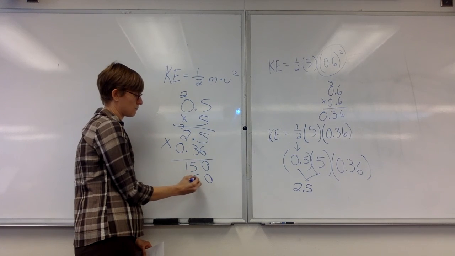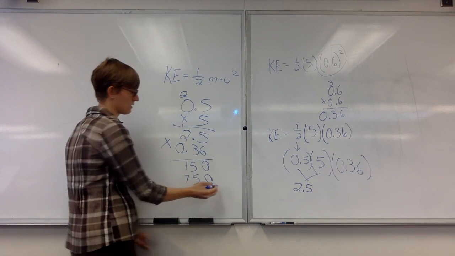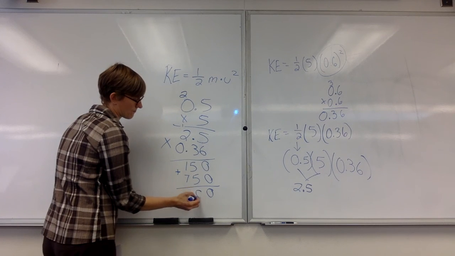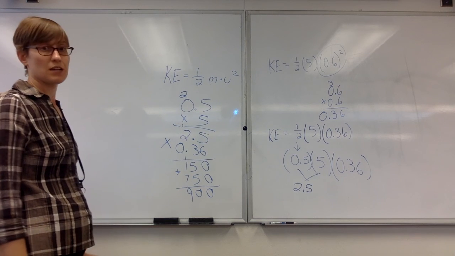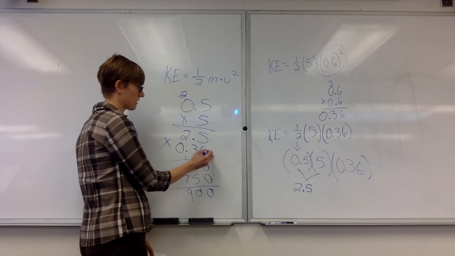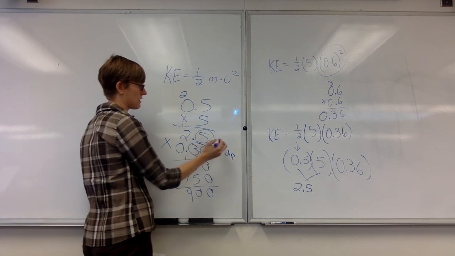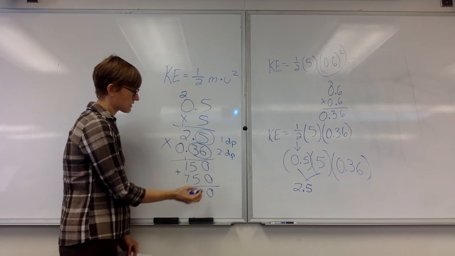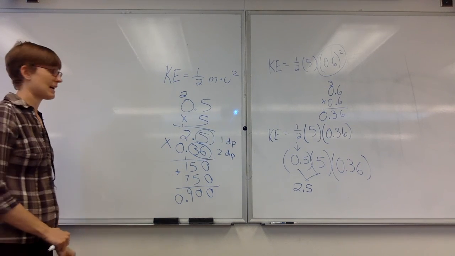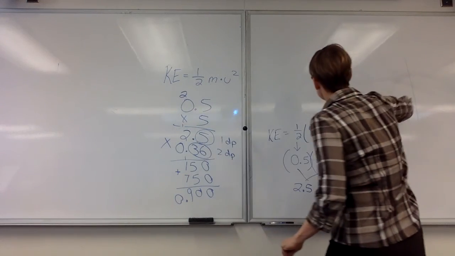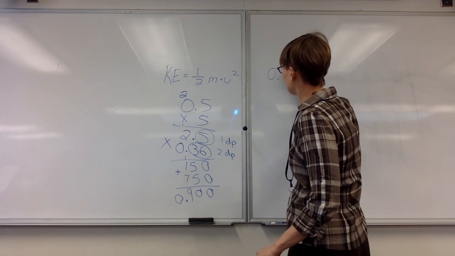3 times 5 is 15. Put down the 5, carry the 1. 3 times 2 is 6, plus 1 is 7. And I'm going to add these. And I get 900. However, I do not yet have my decimal place in there, right? So if I look here, there's 2 decimal places in the 0.36, and there's 1 in the 2.5. So I need 3 in my answer. So that means that my answer would be 0.9. And if you remember the units of kinetic energy, the energy of motion, it would be 0.9 joules.